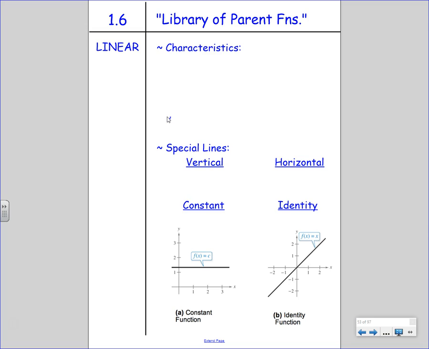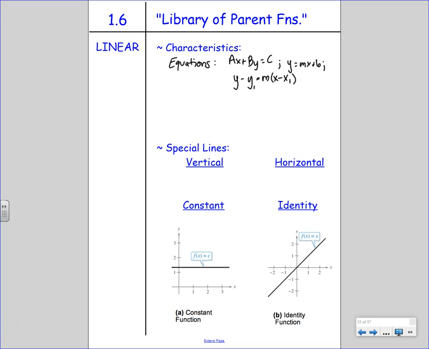Linear functions, characteristics. First of all, what are the different equations of lines? What do we got? Standard form, ax plus by equals c. That's great. What else? Slope-intercept form, which would be y equals mx plus b, and the one that I don't want you forgetting, but you probably like the least, which is y minus y1 equals m times x minus x1. Okay, so we have our three equations of lines.